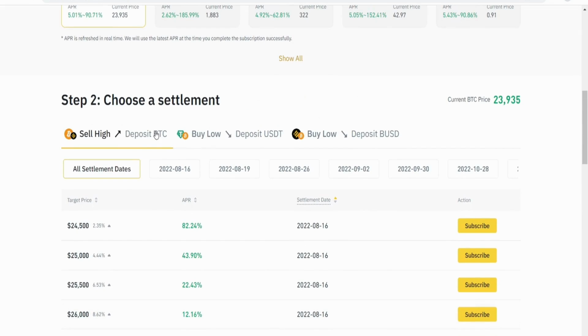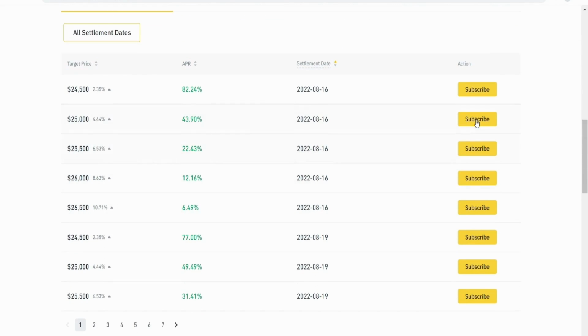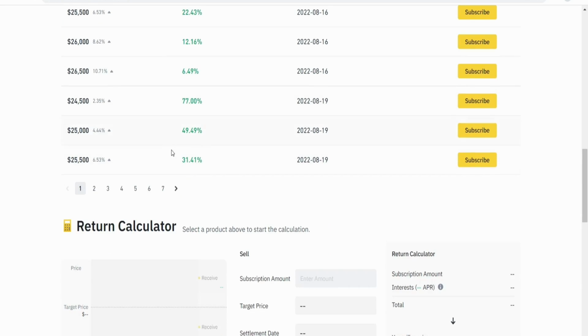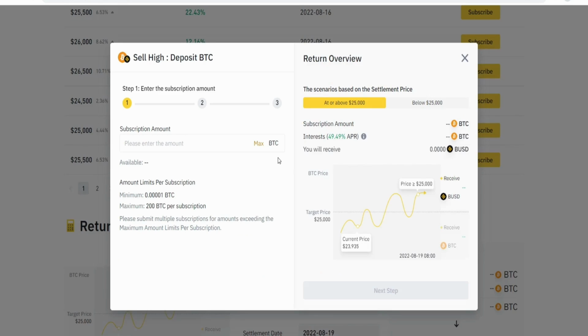And then in this, you can select whether you want to do your USDT or you want to do BUSD. So all you have to do is to click on subscribe. If you want to do for this BTC at this particular price, and this is the percentage, the date is 19th, you click on subscribe. So go ahead and try it. You now put in your detail. You can see next step.